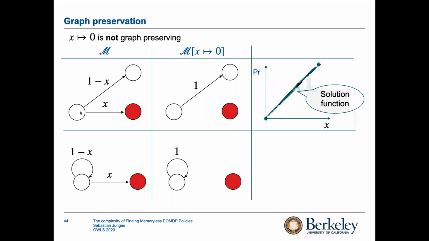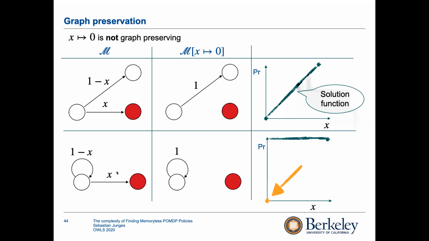I mean, it's just the probability is x. And so here it's actually not a problem, but it is a problem in this Markov chain. And in general, it can be a problem for any cyclic Markov chain, because this solution function is only semi-continuous.